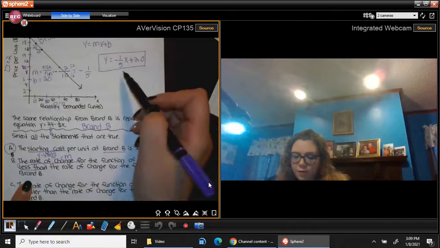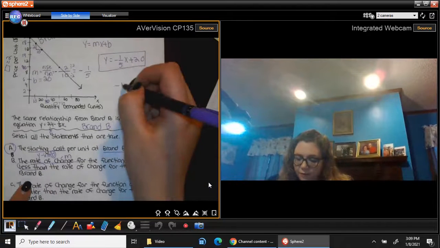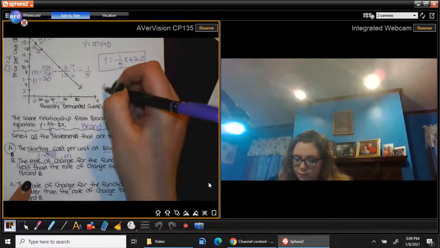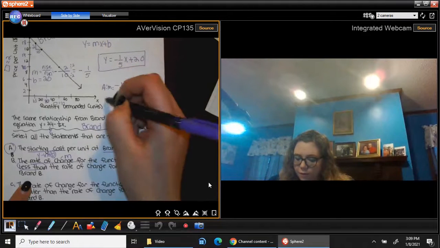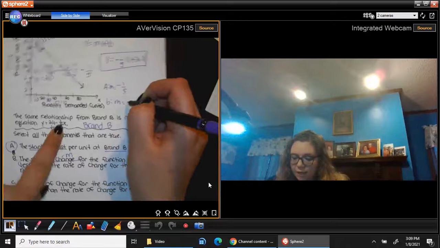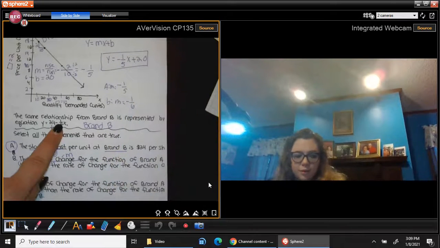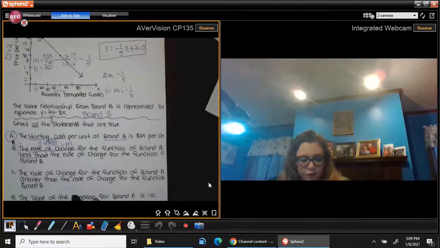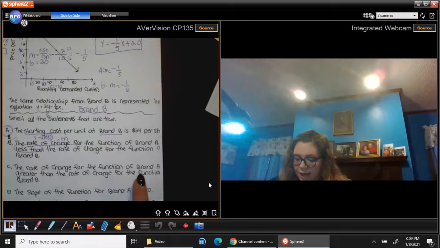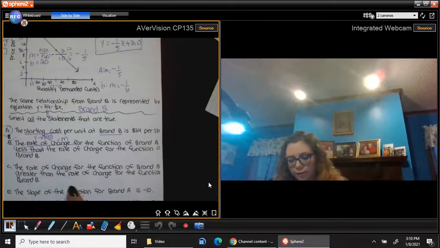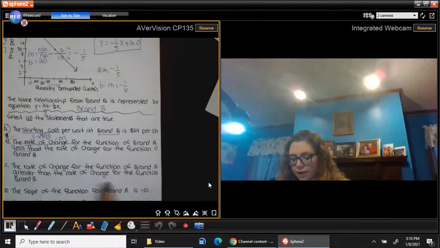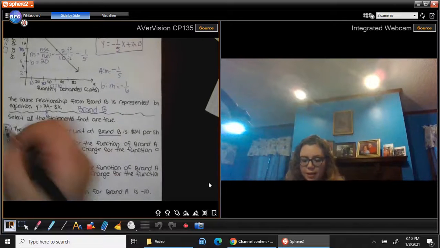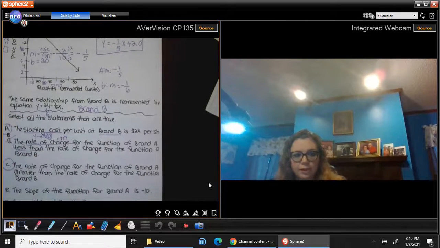So for your slope, for A is negative 1/5. For B, m is negative 1/6. Okay? And that is not true. C, the rate of change for the function of brand A, again, rate of change, slope, we're looking at the slopes, is greater than the rate of change for the function of brand B. That is true. I'm going to circle C.